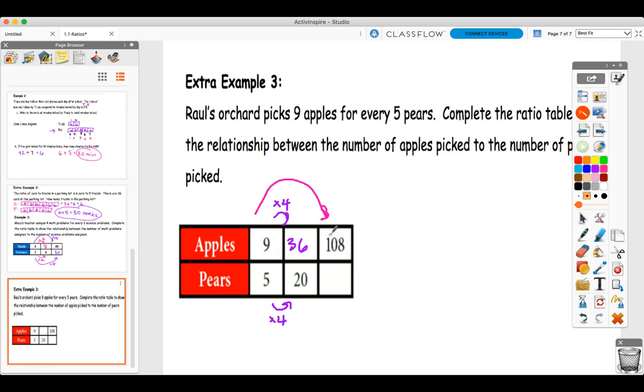What are you doing to 9 to get to 108? And if you need to use a multiplication table or a calculator for this, it's okay, but it's not a bad idea to divide too if you want. 9 goes into 10 one time, so 1 times 9 is 9, subtract, 18, 2. So this is 12 times. Same thing over here. 5 times 12 is 60. This is completing the table.